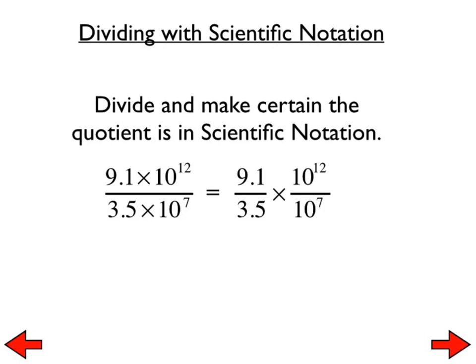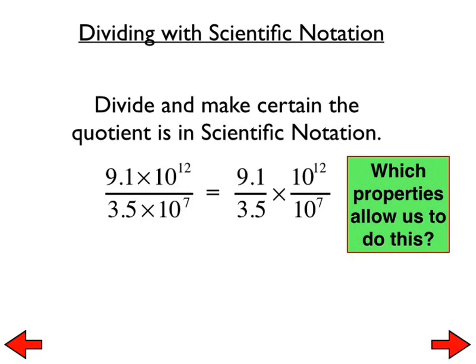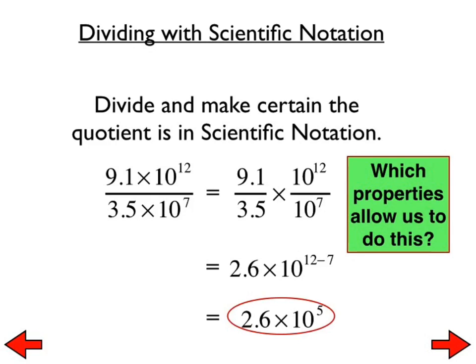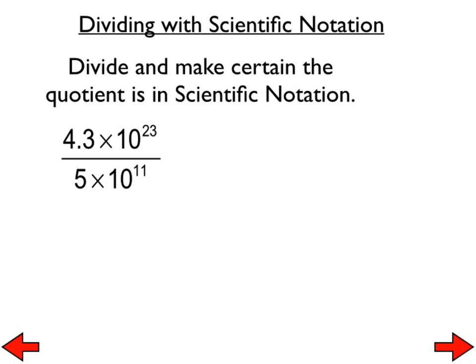And when we have expressions with the same base and we are dividing, we can subtract exponents. So 9.1 divided by 3.5 is 2.6, and so that would be 2.6 times 10 to the 5th. And like multiplying, it is the commutative property that allows us to do that kind of thing. Sometimes what we get is already in scientific notation and sometimes not, like in the second one here. So we break this up.